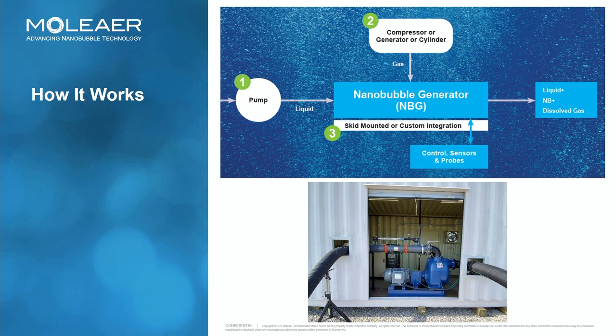Ours is a flow-through technology. Essentially what happens is we need some sort of liquid as the medium. So liquid is pumped through the nanobubble generator, which you can see here in that image. An external gas is introduced. We are gas agnostic. It could be air, oxygen, CO2, nitrogen, doesn't matter. We're also liquid agnostic. But for the principle of the conversation, in this case, we're putting air into water.